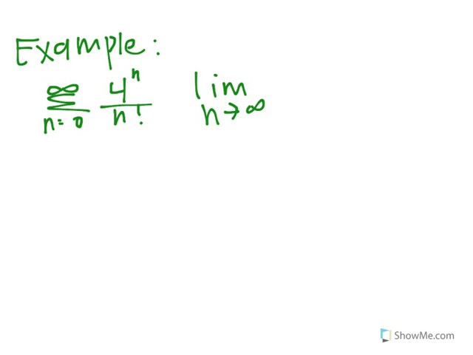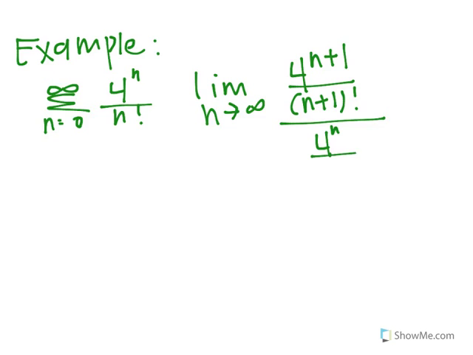So a sub n plus 1 means that you replace all of the n's with n plus 1, so we would have 4 to the n plus 1 over n plus 1 factorial over a sub n, which is the original series, so over 4 to the n over n factorial. And since we have a fraction over a fraction, a sub n plus 1 over a sub n is the same as a sub n plus 1 times the reciprocal of a sub n.